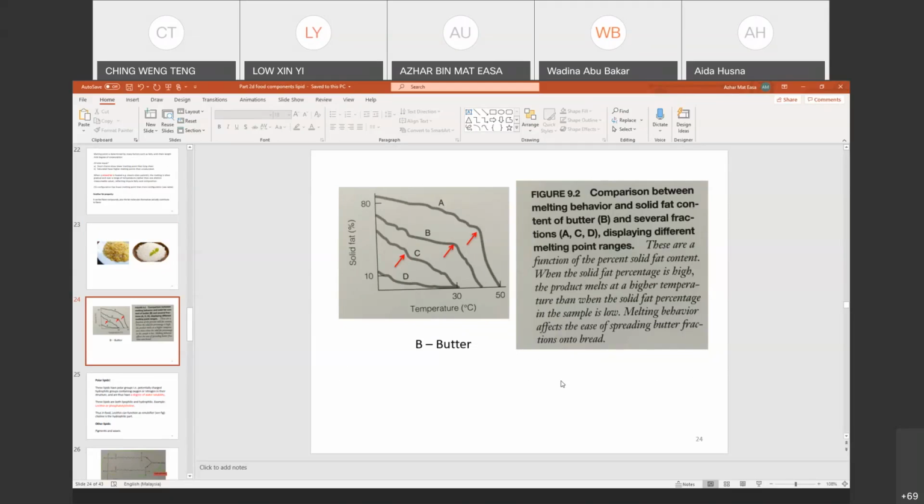So when the solid fat percentage is high, like A, the product melts at higher temperature. Then when the solid percentage in the sample is low. So melting behavior affects the ease of spreading. So you want to make butter, you want to consider that the solid fat content has to be right, not too much, like A, it doesn't spread very well. Not too little, like D, it doesn't spread at all. It's almost like a liquid. So B or C, it looks like a more or less good butter.